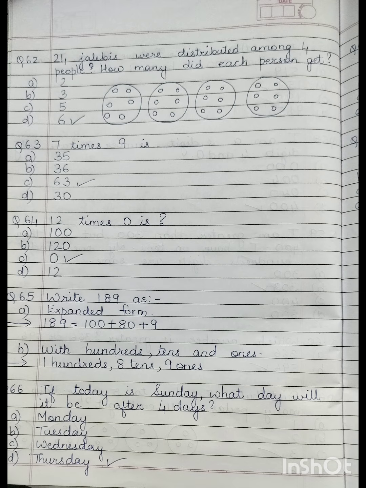Next, write 189 in expanded form. 189 is equal to 100 plus 80 plus 9. Next, with hundreds, tens and ones. So it is 1 hundred, 8 tens, 9 ones. Next one. If today is Sunday, what day will it be after 4 days? It will be Thursday.